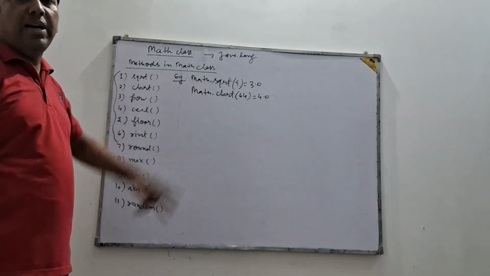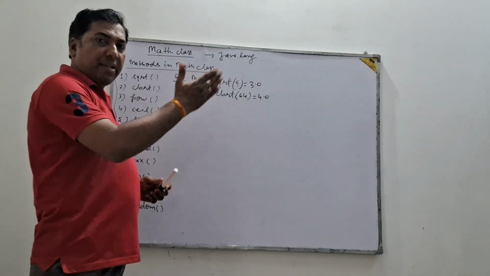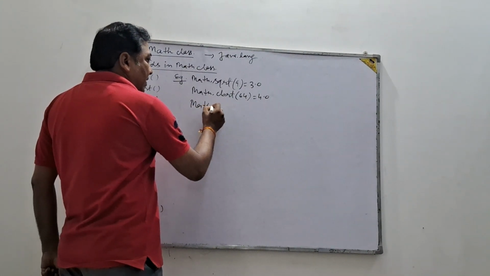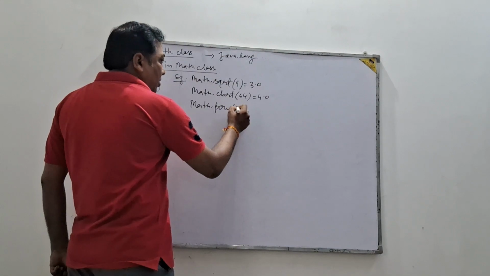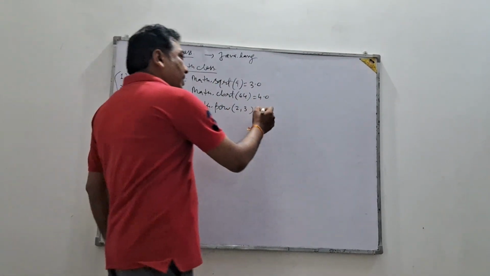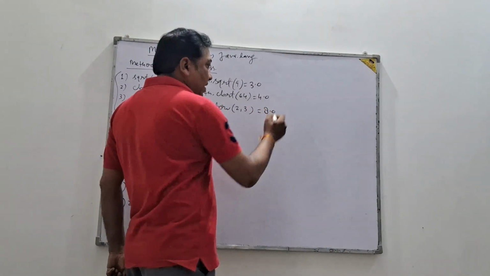The pow function is used to find the power value of a given base and exponent. This function needs two arguments, like Math.pow(2, 3). That means 2 to the power 3. So the answer is 8.0. The return type is double.